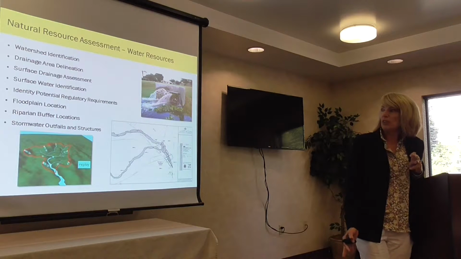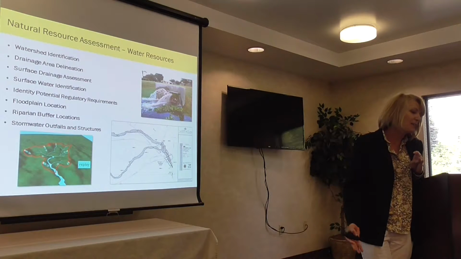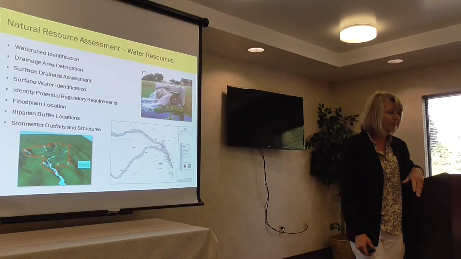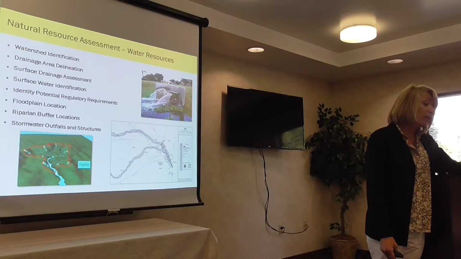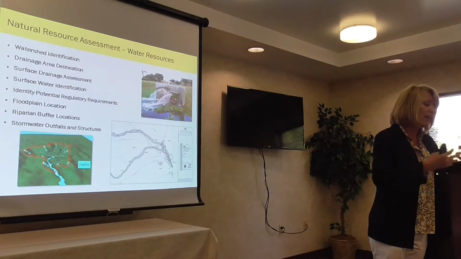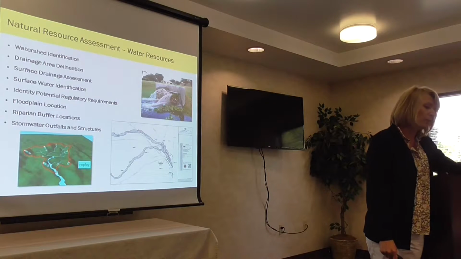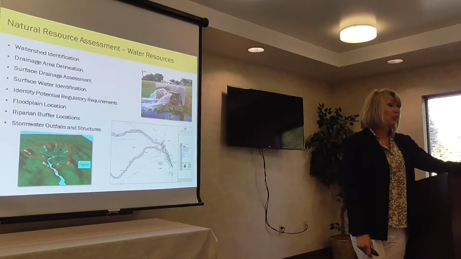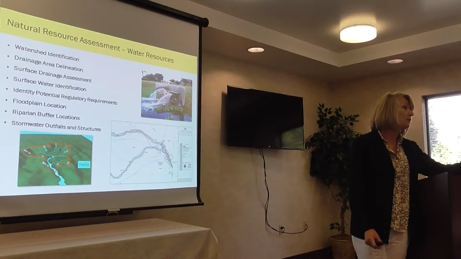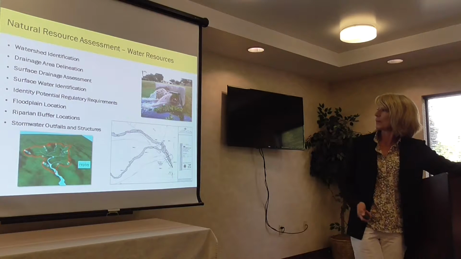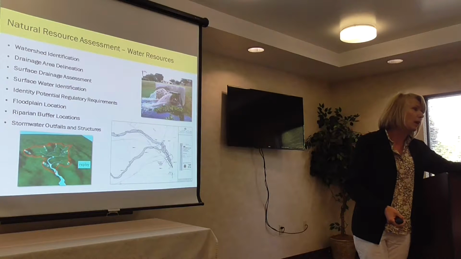And then riparian buffer locations. We just did an analysis of the riparian buffers, and that's really just vegetation. Is there canopy cover? What are the ground covers in those areas, and things like that, and the connectivity of the riparian buffers related to the water resources. And then stormwater outfalls and structures, understanding any existing stormwater systems that are in place and how they're functioning, this type of thing. Are they collapsed?